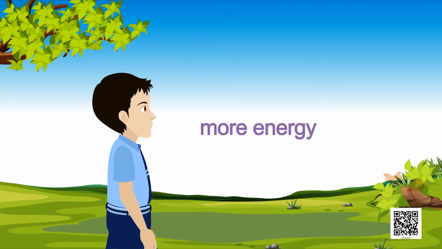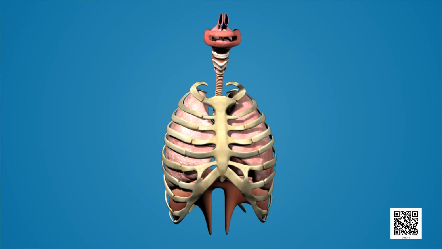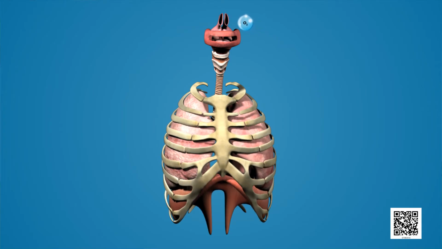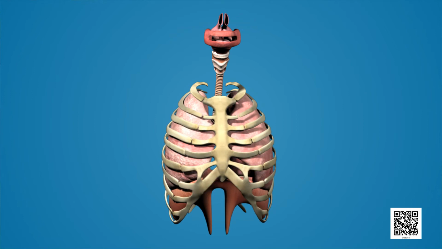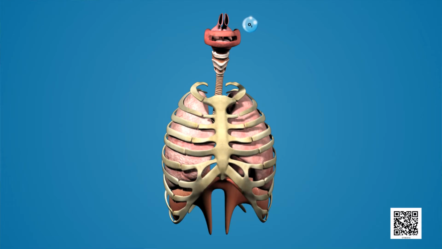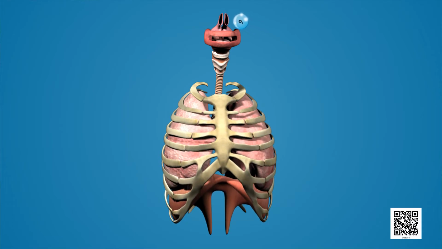Whenever we exercise, we need extra energy. That means more oxygen is required. So, we start breathing faster. As a result, more oxygen is supplied to our cells. It speeds up the breakdown of food and more energy is released.